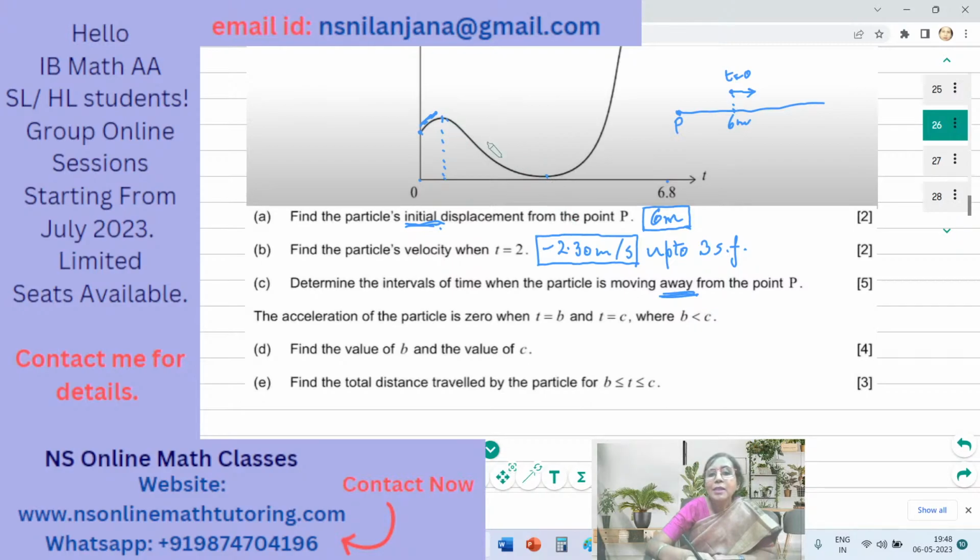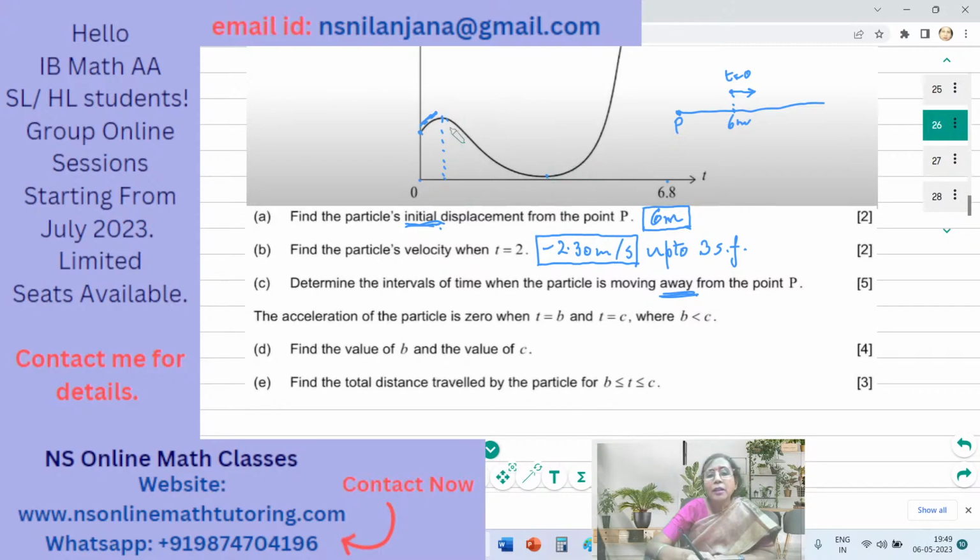Okay? It is coming almost down to 0. If it touches the time axis, the displacement will be equal to 0. It is not touching the time axis. That means it is not equal to 0 totally. The particle has not come to the reference point P, but it is very close to the reference point.